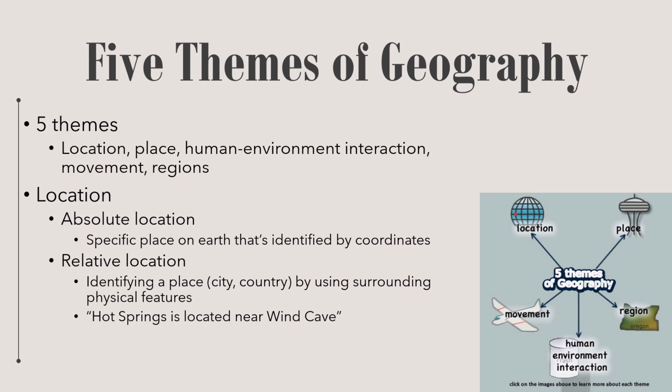Relative location is using the different surrounding physical features to help identify another place. So once again, an example is Hot Springs is located near Wind Cave, or Hot Springs is along the Fall River.